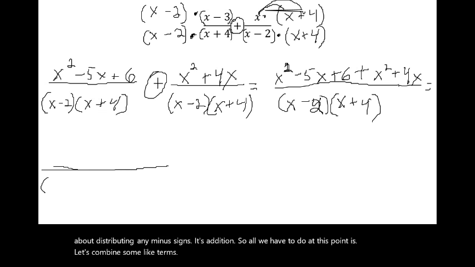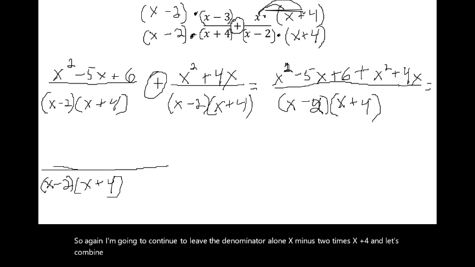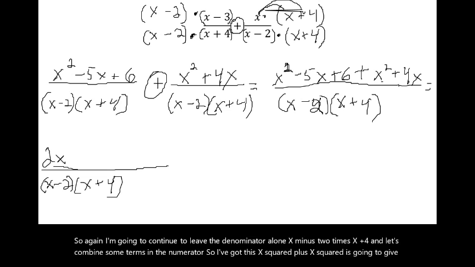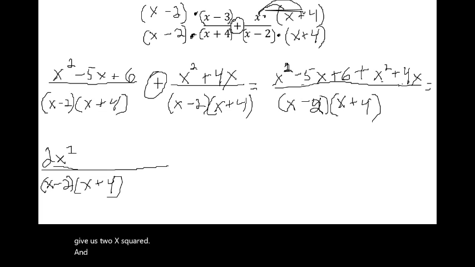So again, I'm going to continue to leave the denominator alone, x minus 2 times x plus 4. And let's combine some like terms in the numerator. So I've got x squared plus x squared, which is going to give us 2x squared. And then minus 5x plus 4x is going to give us minus 1x. And then we've got this plus 6.